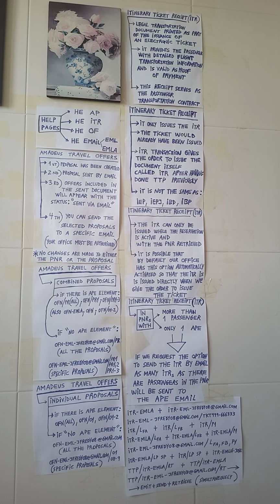Therefore, this transaction allows sending the ITR document to the email address they provide us at the last minute by issuing the document with TTP and retrieving the reservation with RT at the same time. Okay? Basically, I think this is the most important difference, okay?